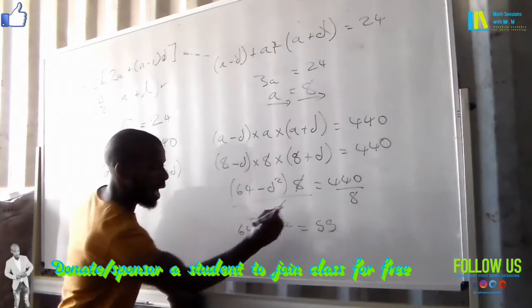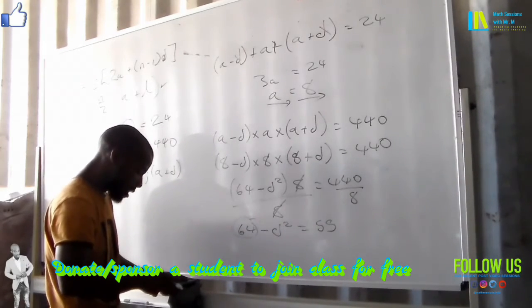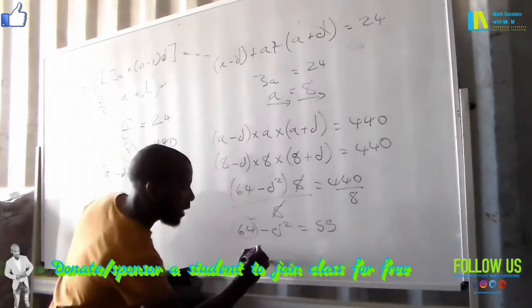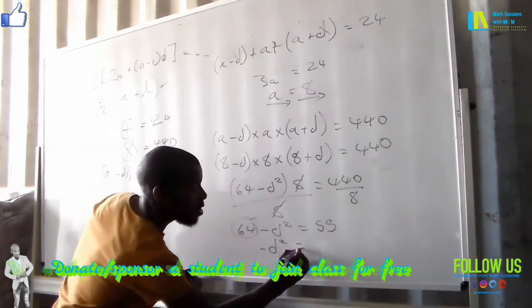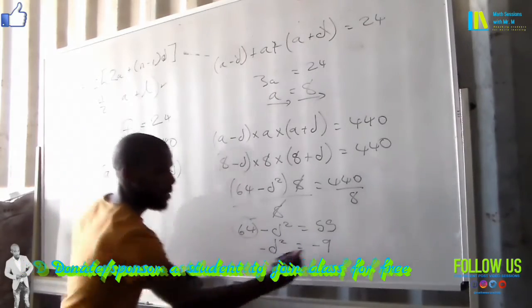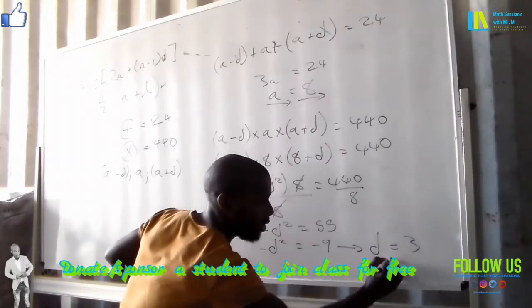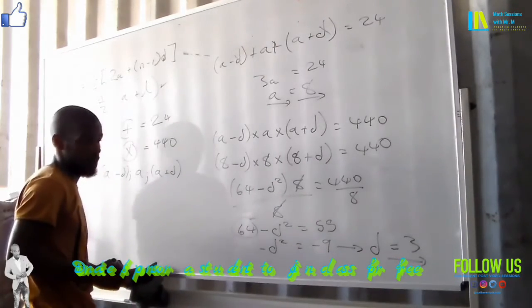You take the 64 to the other side of the equal sign, 55 subtracted by 64 is negative 9. Negative D squared is equal to negative 9. So the square root of 9, basically now D is 3. So you have a difference of 3.